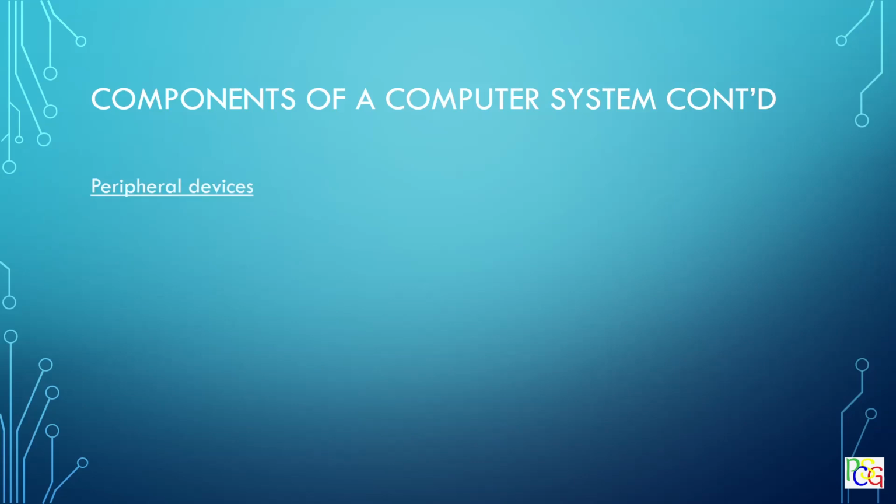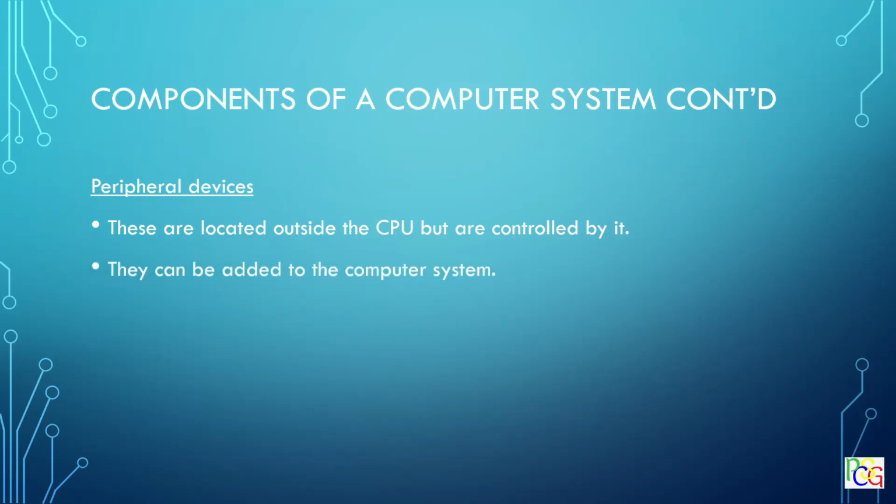So the last type of hardware, which is not one of the main types, is peripheral devices. These are located outside of the CPU, but they're controlled by it. And they can be added to the computer system, and they can include input, output, and storage devices.